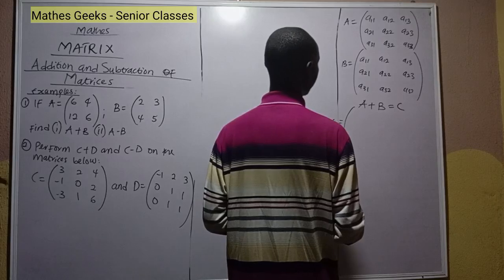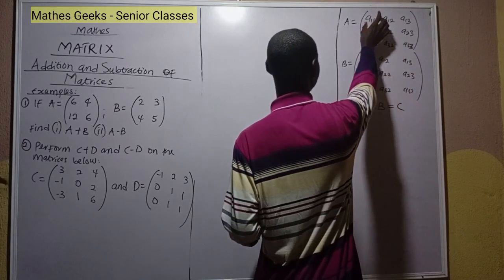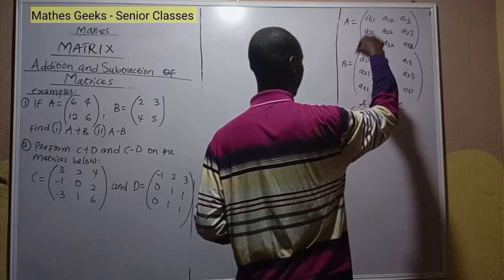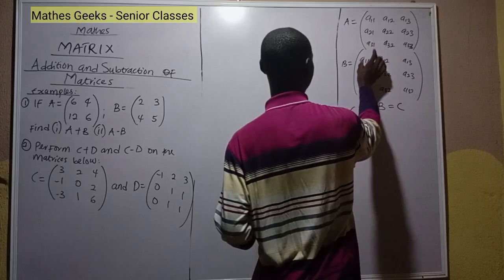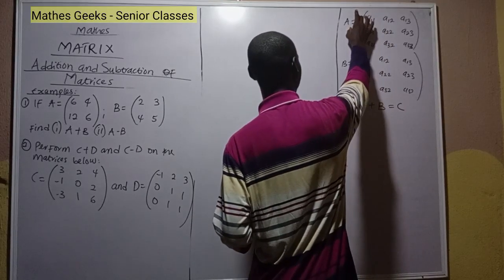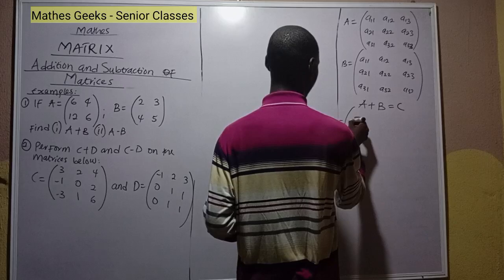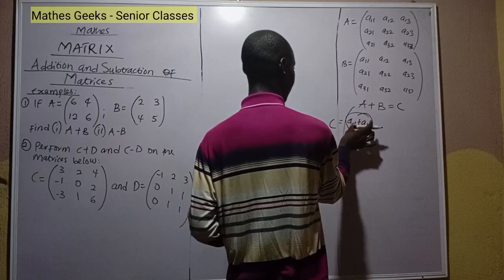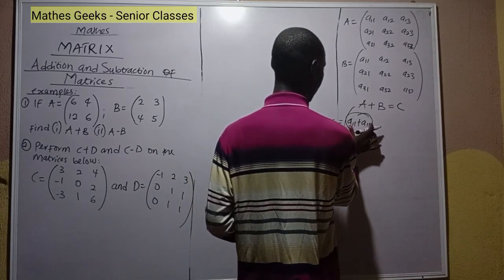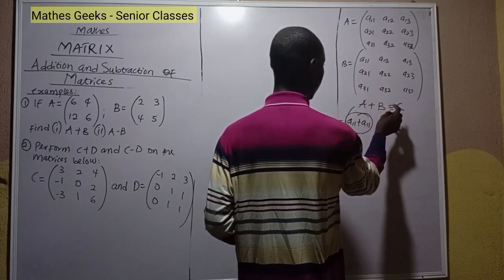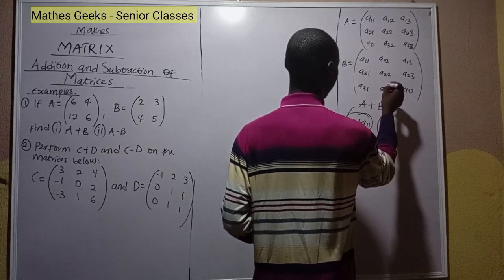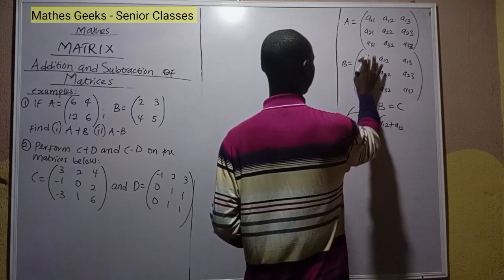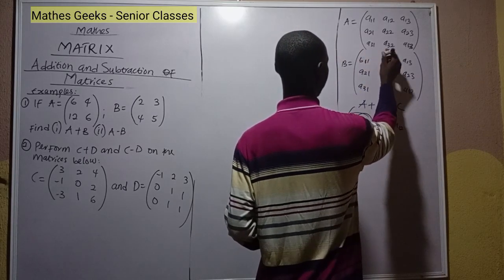So generally, when we're adding, the addition is carried out on each element in its respective position. So A11 of matrix A will be added to B11 of matrix B. A11 plus B11 will give us the entry for A11 in matrix C. So this sum is the entry of C11 in matrix C. C12 in matrix C will be the addition of A12 plus B12.